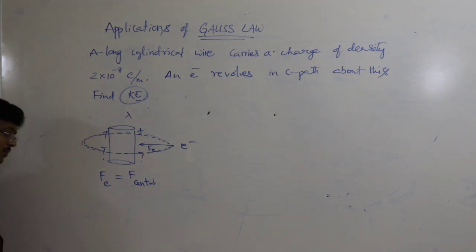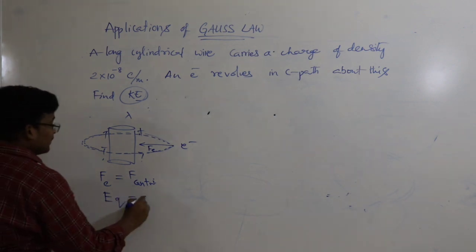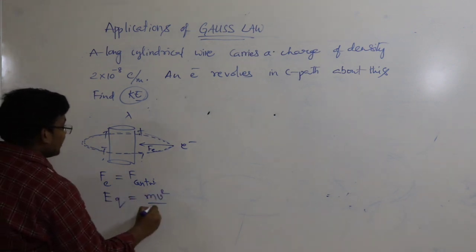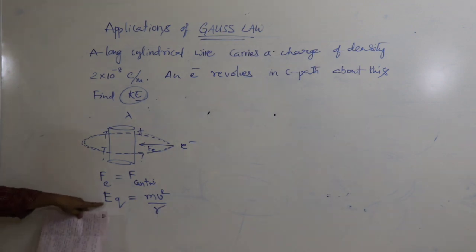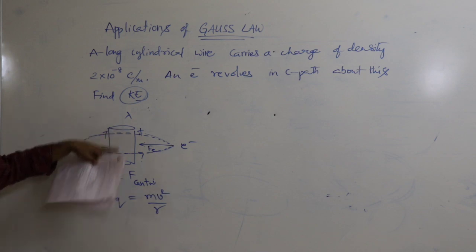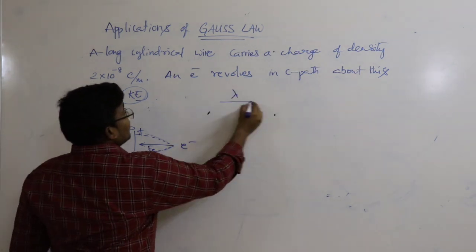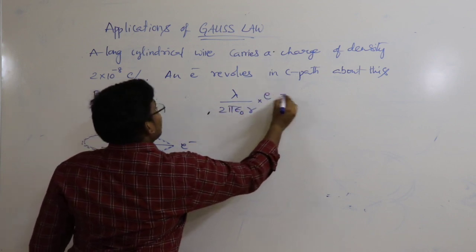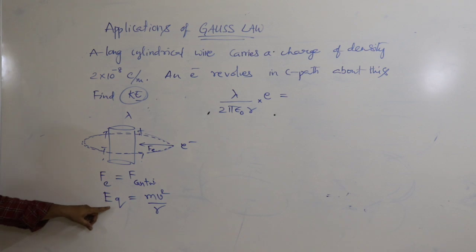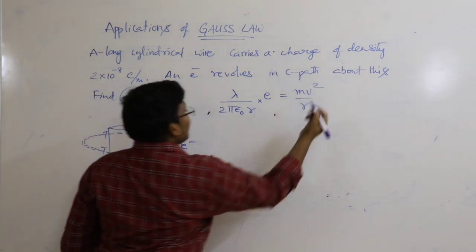Now what is the electric force formula? Force is equal to EQ. You know that EQ, and the centripetal force formula is mv square by r. Now what is E? The electric field due to a cylinder. You already know the electric field due to a cylinder is lambda by 2 pi epsilon naught r, and charge into E is equal to mv square by r.